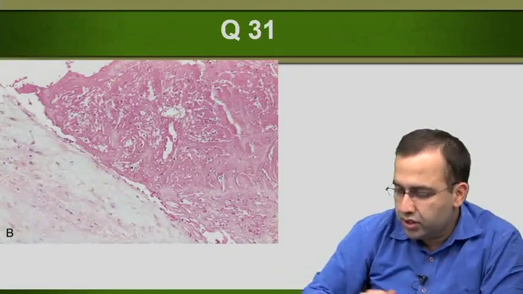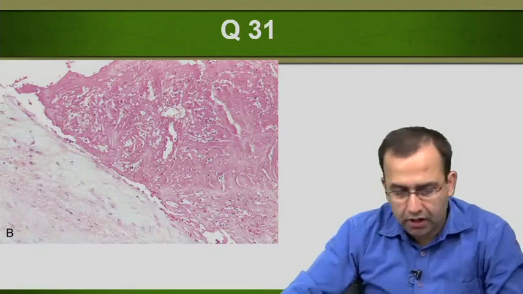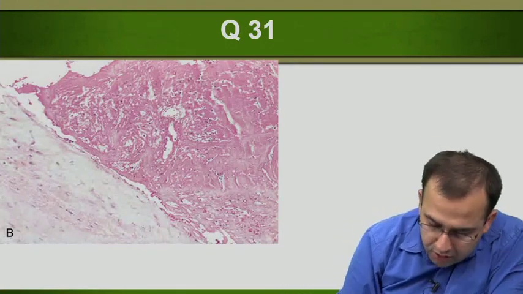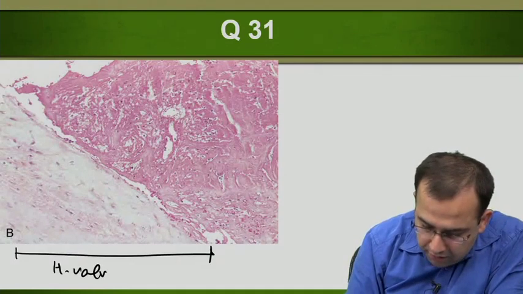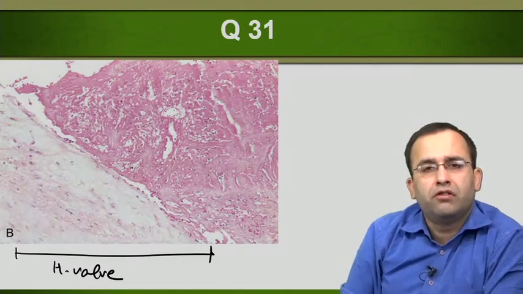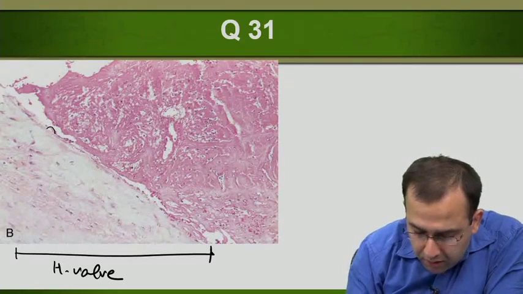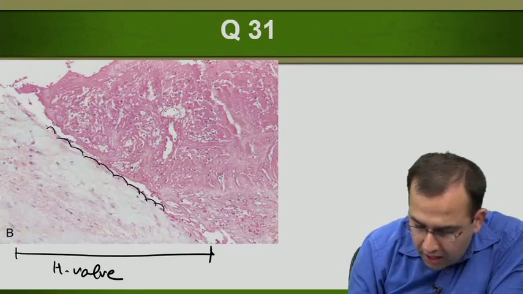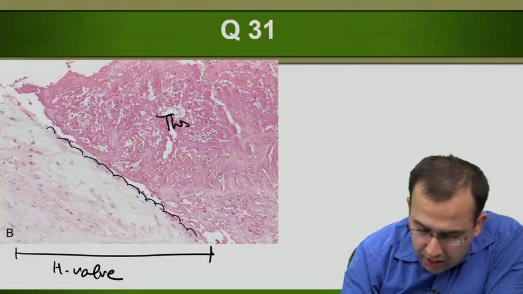Next, question 31. From the options itself, you can make out that this is a slide from the heart, which is showing you the presence of a heart valve. On this side is the heart valve with an overlying endothelium. The very thin layer is that of the endothelium, with the presence of a large thrombus.